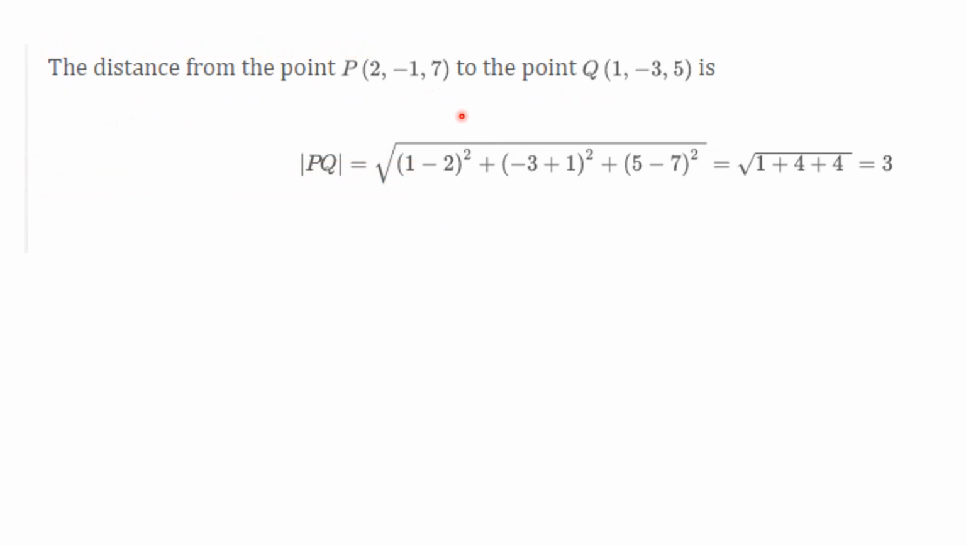And let's apply that to this circumstance. So we're saying, what is the distance between the point P, 2, -1, 7, and the point Q, 1, -3, 5? Well, we take the differences. Notice that sometimes you get a minus times a minus action going on, and we do this calculation, and we find that the square root of 9 is 3.